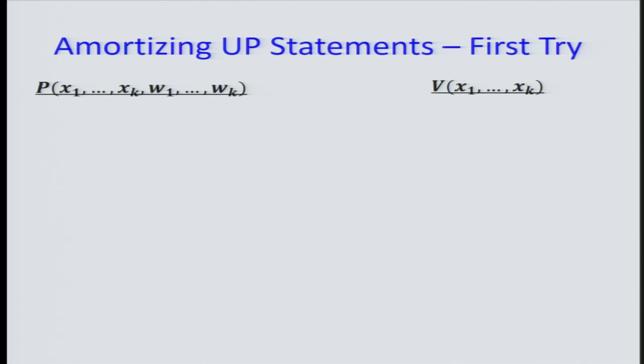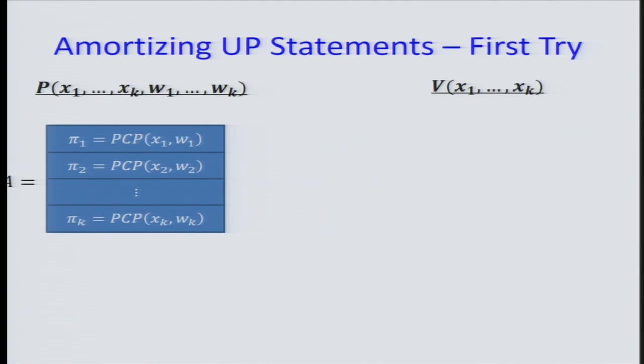We have our prover. It gets the k statements, x1 up to xk, k witnesses, w1 to wk, and the verifier gets the k statements. And the prover wants to convince the verifier that all of these statements are in the language. So the first thing that the prover does is to compute PCPs for all of these k statements. Just to remind you, a PCP is an encoding of an NP proof, which you can check by just looking at very few coordinates. OK, so the prover computes PCPs for these k statements.